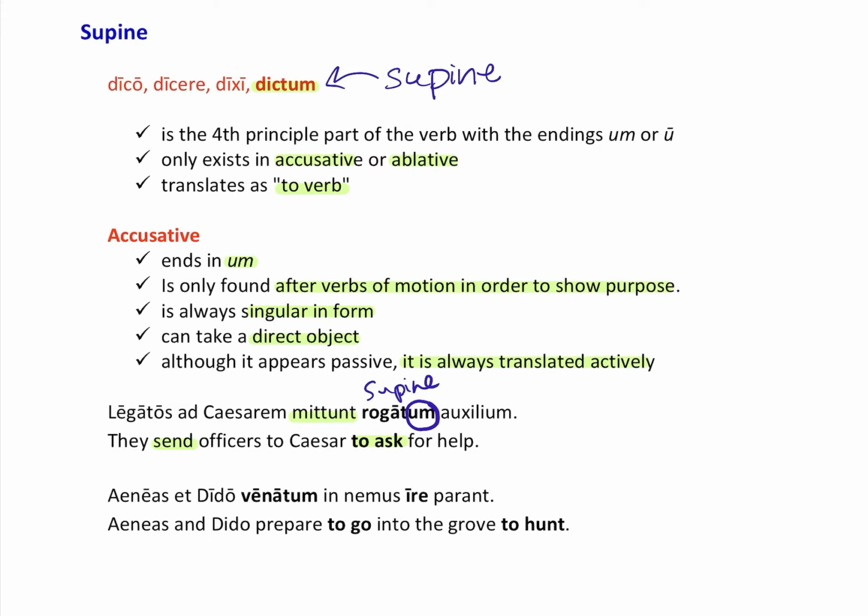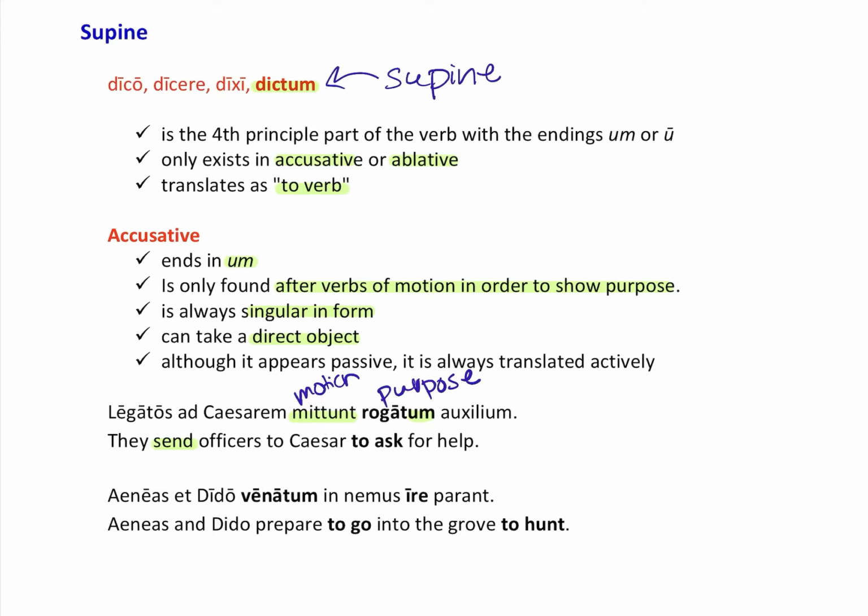So we have the motion here, and in the supine, we have the purpose. Okay, and again, it's in the accusative form. All right, let's look at the second one.